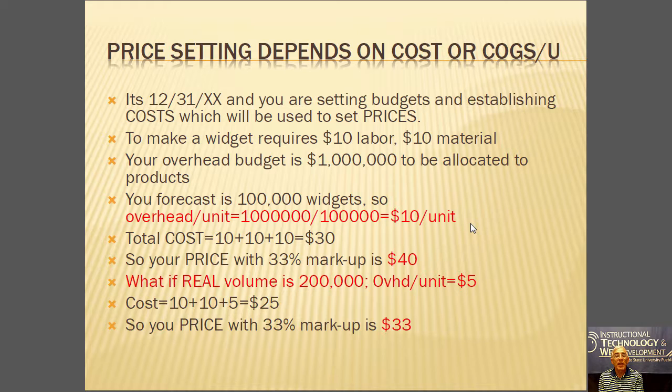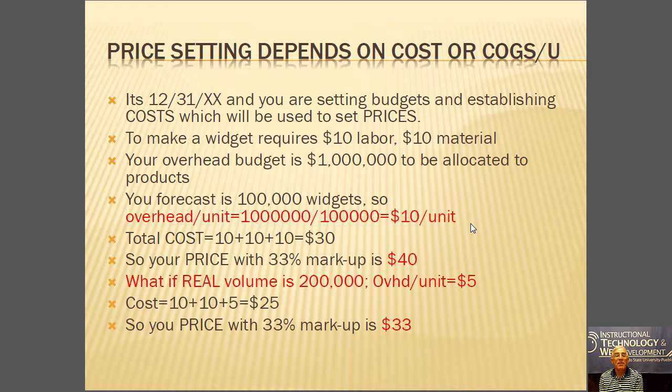Of course, we have an overhead budget: salaries, depreciation, utility expenses, insurance expenses, all kinds of overhead, which needs to be allocated to our products or to our widgets. If you take management accounting, you know the traditional way is to spread the overhead over the number of widgets you're planning to produce to get overhead per widget, overhead per unit. So our $1 million of overhead divided by 100,000 planned volume or forecasted volume tells us we should figure an overhead of $10 a unit.